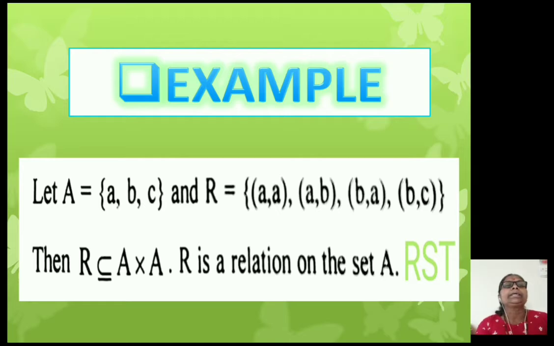Now we consider the next example. Let A equal to the set {a, b, c}, and R is the relation given by the set of ordered pairs {(a, a), (a, b), (b, a), (b, c)}. Then R is a subset of A cross A, since a relation is a subset of A cross A. So R is a relation on the set A.